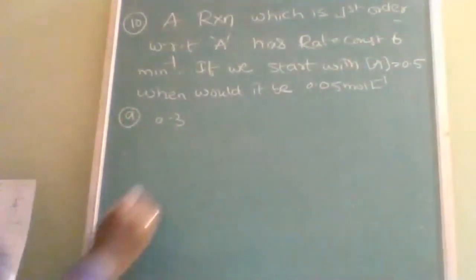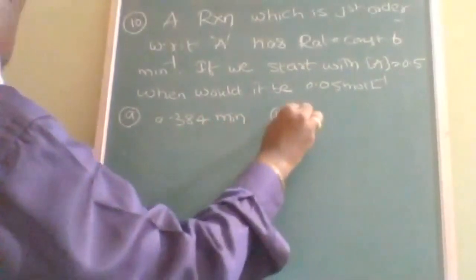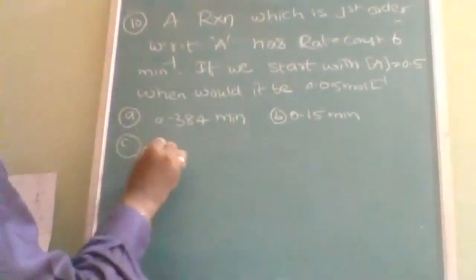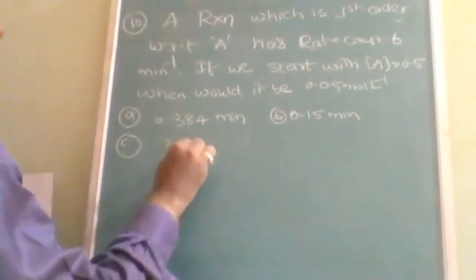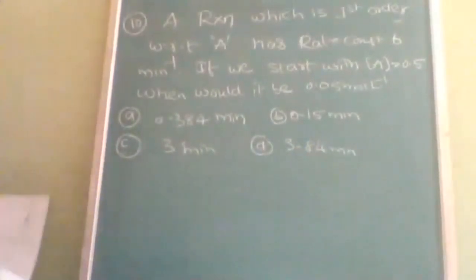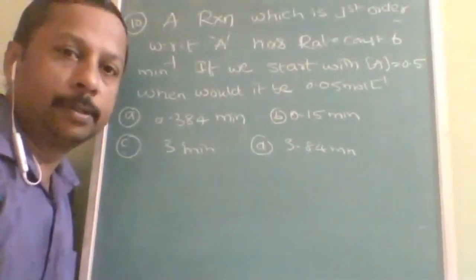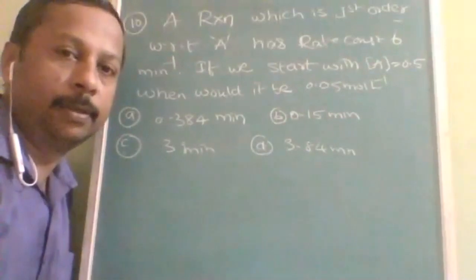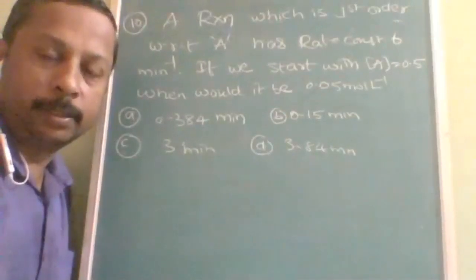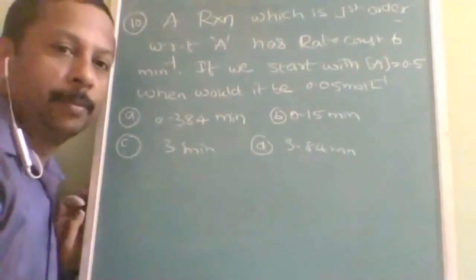Option A is 0.384 minutes, option B is 0.15 minute, option C is 3 minutes, and option D is 3.84 minutes. So this is the question. A first order reaction with respect to A has rate constant 6. Starting concentration is 0.5 and the ending is 0.05. You have to find out the time. Now it's my time to explain.